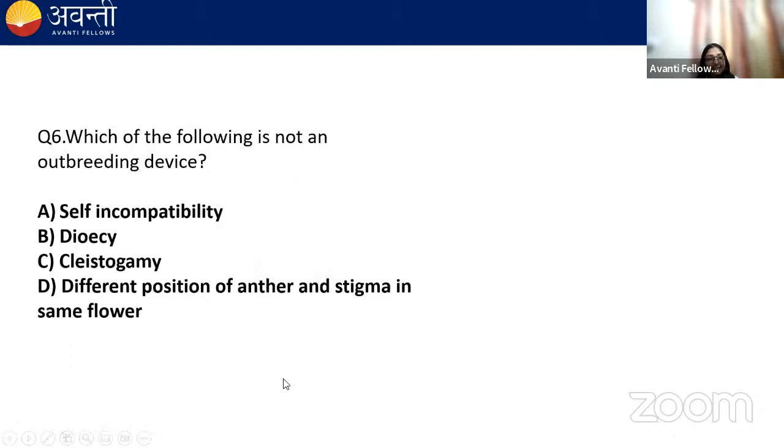Now let's move to the next question, which says, which of the following is not an outbreeding device? Outbreeding, that means they're referring to cross-pollination, or xenogamy. Self-incompatibility, it is a genetic mechanism.